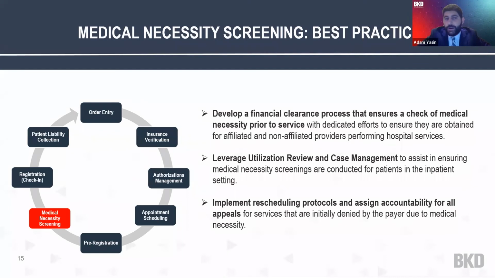The second item there, of course, you want to leverage your UR and case management to assist in ensuring those medical necessity screenings are conducted for patients in the inpatient setting, pretty standard for their process. Lastly, want to implement rescheduling protocols and assign accountability for appeals for services that are initially denied by the payer due to medical necessity. This is a tough one, because it really requires buy-in from your providers and not really just an administrative take on this.